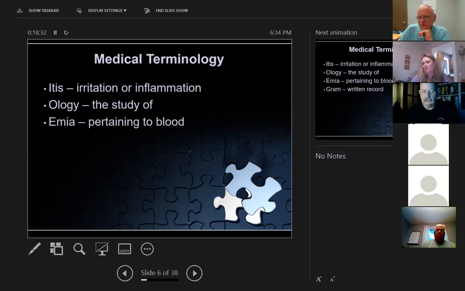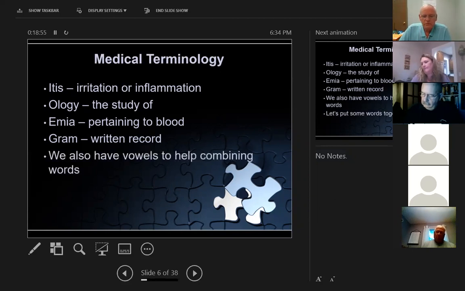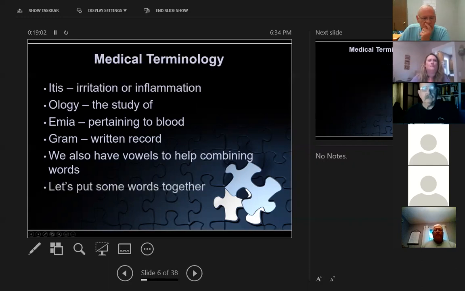Emia pertains to blood. Everybody's probably heard the word anemia, and that means not enough blood, or a lack of blood cells. So anything that has emia is referring to something regarding the blood. Gram is the suffix that means written record. We'll give you an example of that. We also have the vowels to make the words combine better and sound better. So let's put some of the words together using the examples we had.